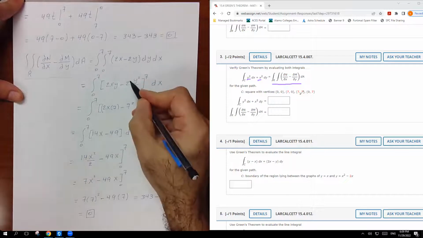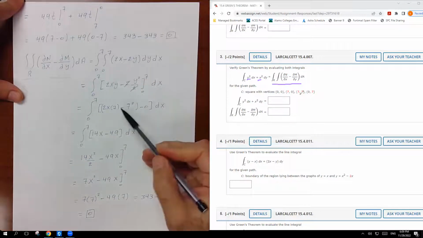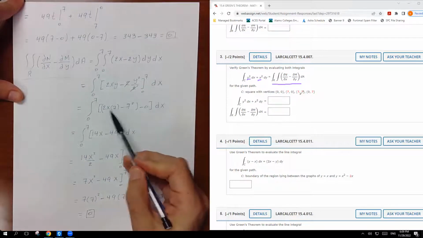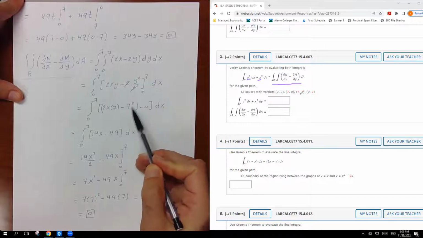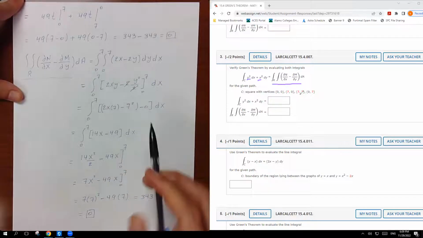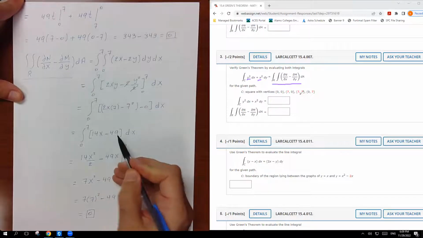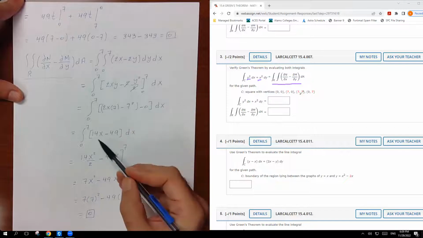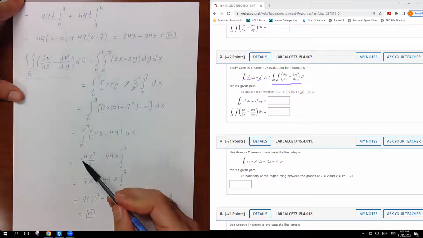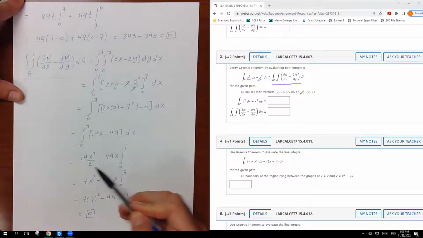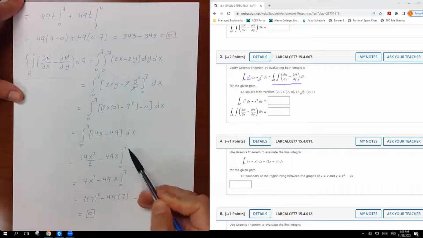Cancel the 2 with this one. So plug in 7. So it's going to be 2x times 7 minus 7 squared minus 0 dx. So it's going to be 14x minus 49 dx. Find the integral with respect to x. So it's going to be 14x squared over 2 minus 49x from 0 to 7.